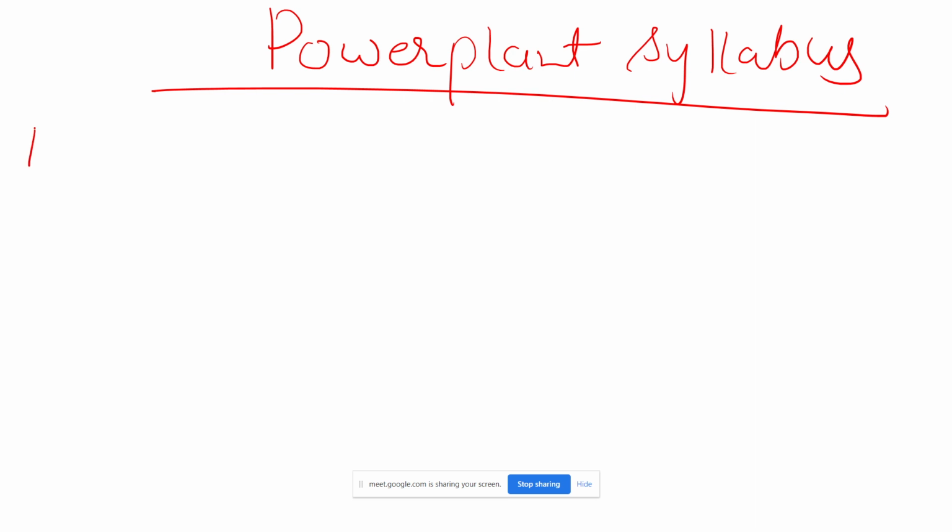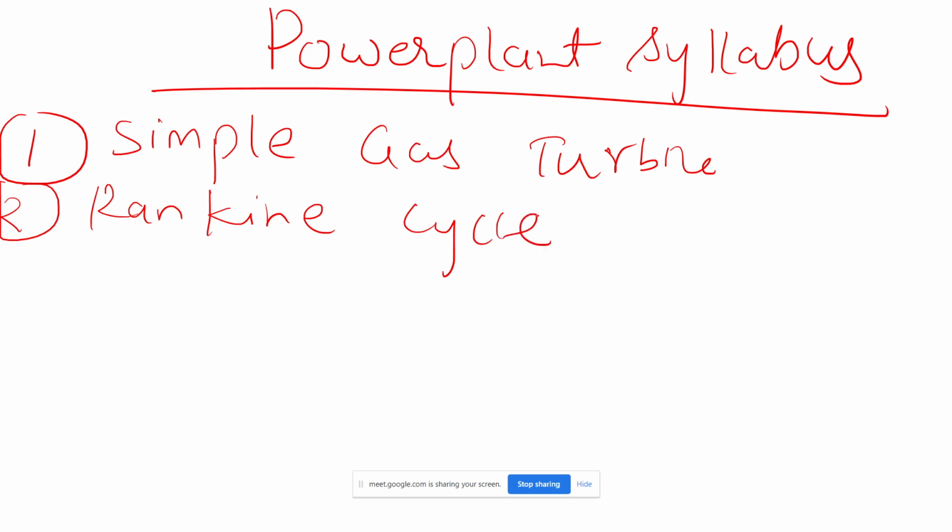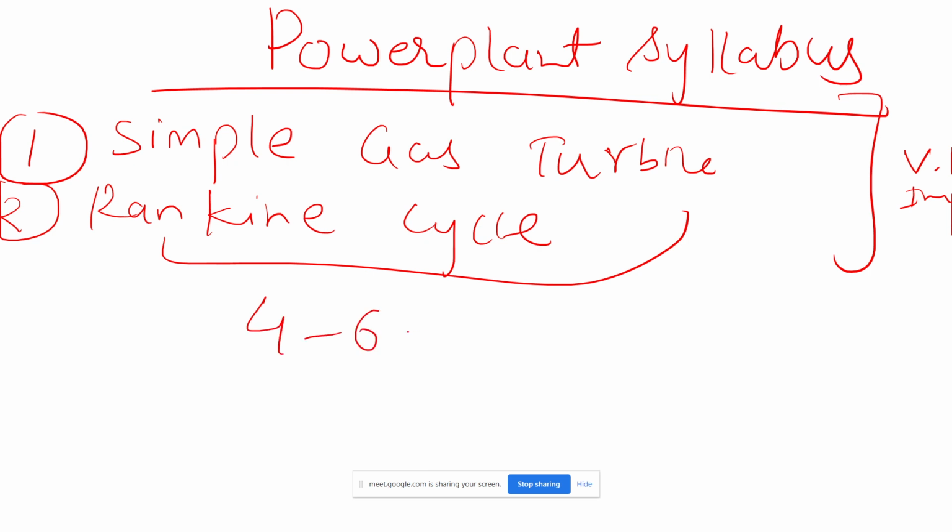The first topic which is very important in power plant engineering is the simple gas turbine, and the second one is the Rankine cycle. These two topics are very important for GATE. They will cover roughly around 4 to 6 marks, and this is the weightage you will mostly get for power plant engineering.